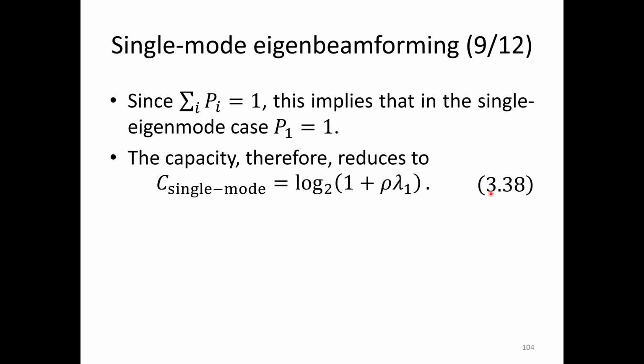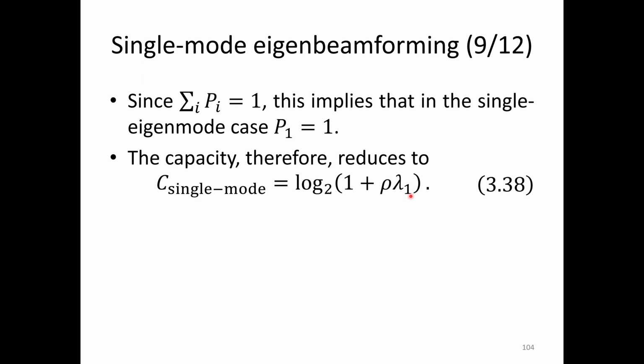In equation 3.38, the capacity of the single-mode eigenbeamforming is equal to log2 of 1 plus rho times lambda 1, where rho is the SNR at the receiver, and lambda 1 is the largest eigenvalue of the matrix H times H Hermitian.